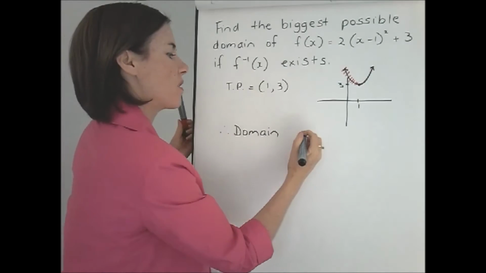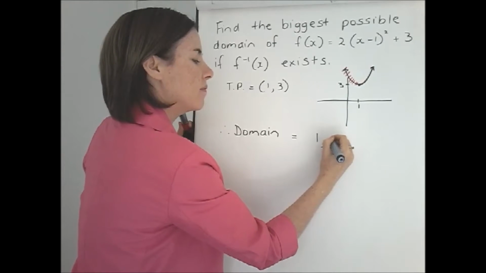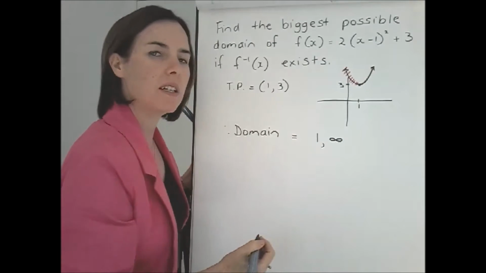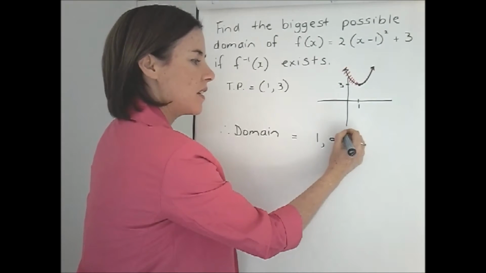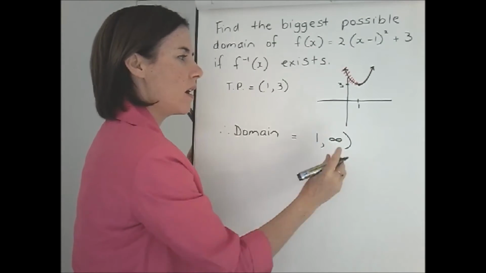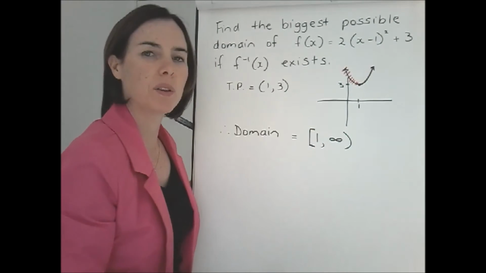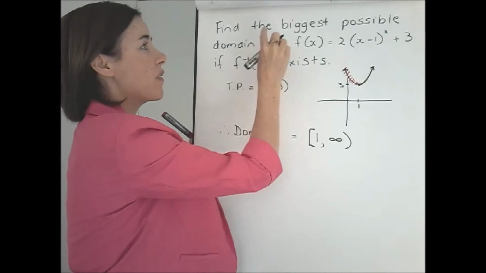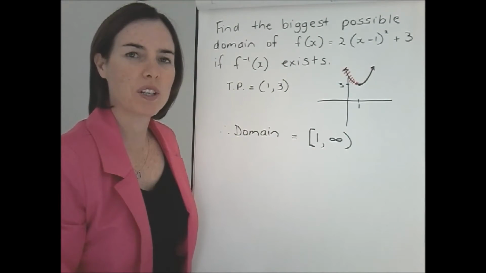So if I want to describe that as a domain, it starts at 1, it goes to positive infinity, including all values in between. You can never include infinity, but this time we do want to include the 1 because you've got to have the biggest possible domain, so don't take off any more than what you really need to.